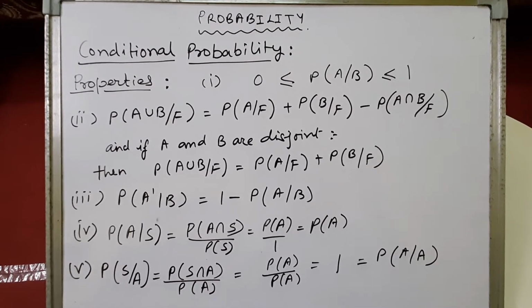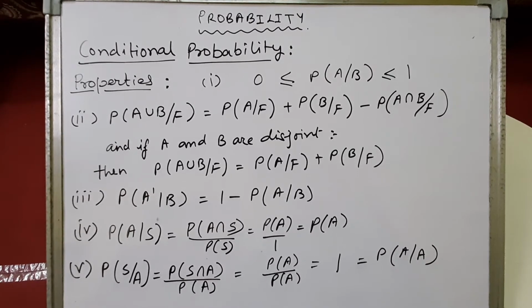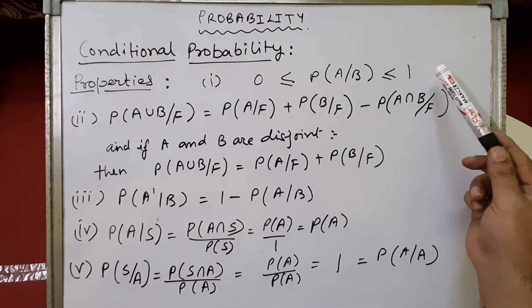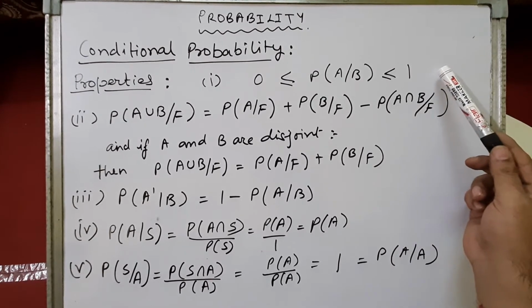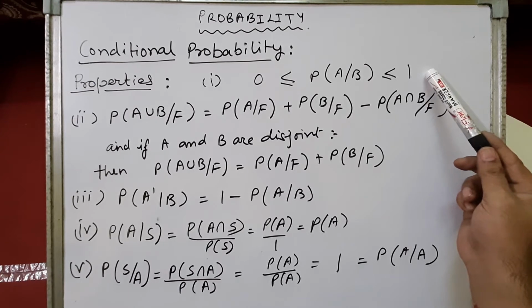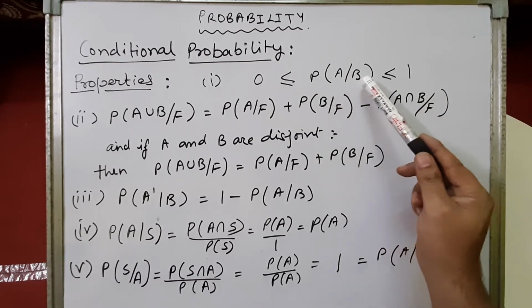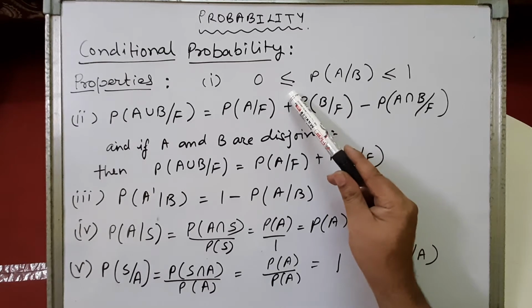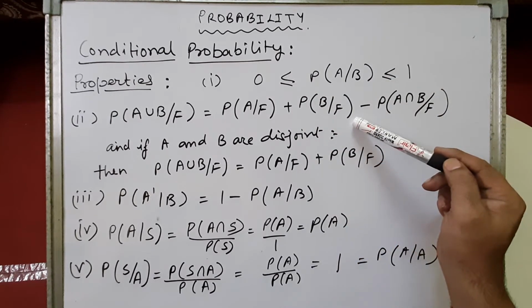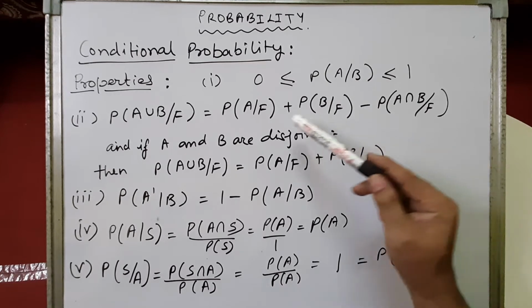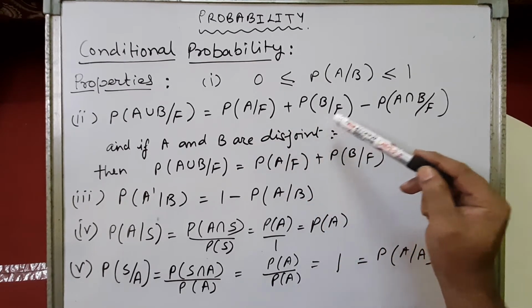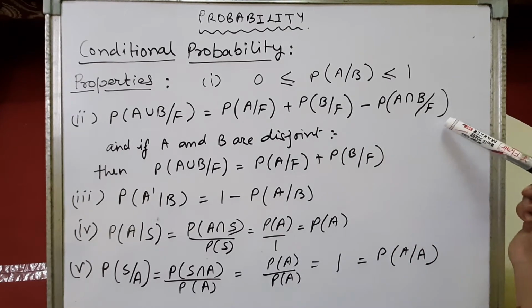Okay children, let's see some properties related to conditional probability. Again, all the values of probability lie between 0 and 1. The minimum value that we can obtain in probability is 0 and the maximum value is 1. So probability of A upon B will also lie between greater than or equal to 0 and less than or equal to 1. If we have to calculate the probability of A union B upon F, then we can calculate it by probability of A upon F plus probability of B upon F minus probability of A intersection B upon F.